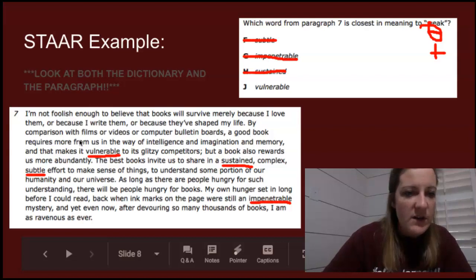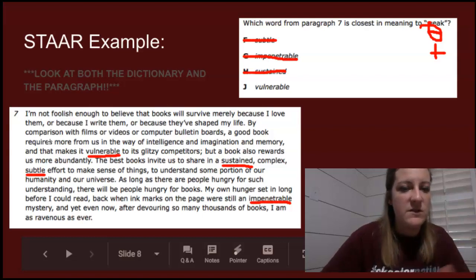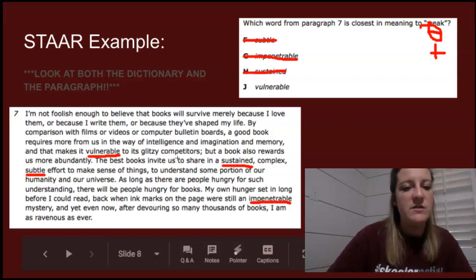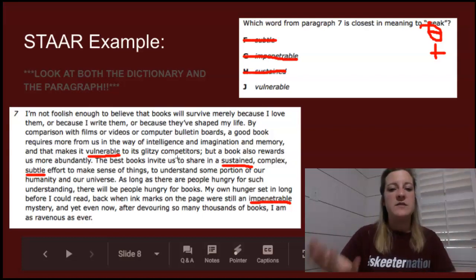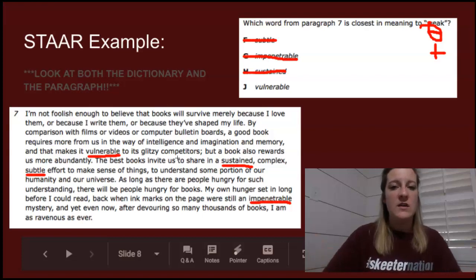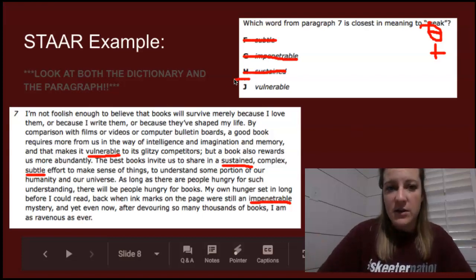So, by comparison with films or videos or computer bulletin boards, a good book requires more from us in the way of intelligence and imagination and memory, and that makes it vulnerable to its glitzy competitors. So, it's comparing books to videos and films and computers and technology. Okay, and it's saying it makes it vulnerable to its glitzy competitors. So it's talking about how it's not going to stack up. Okay, so J is the right answer.